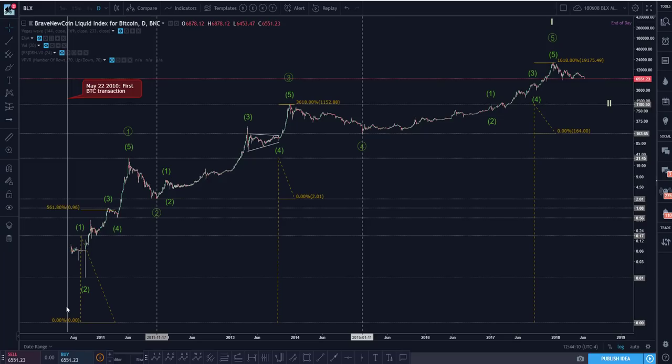Okay. So this is the count we had last week. It had us putting in the 2, the cycle level 2, after an extended 5, which again you should expect out of a macro cycle. And we did a very detailed count of the entire wave structure of this extended 5.